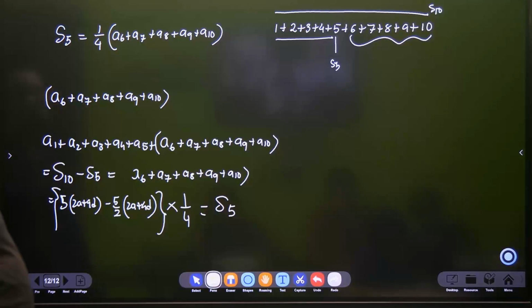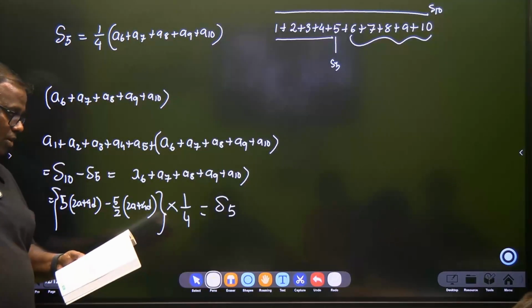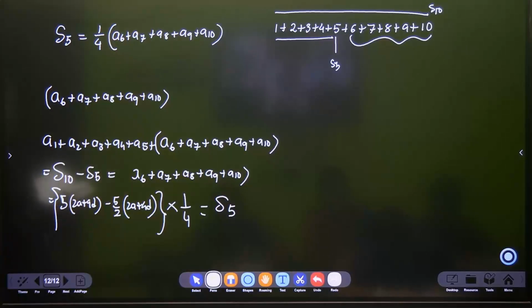And you cannot do this individually. So better is you find out S10 and take out S5 from there. Then this will come out, which is this value. Now try to do it. You're lazy, you're not doing. They've asked you to find out the sum of 30 terms. So the sum of the first 30 terms is -2550.